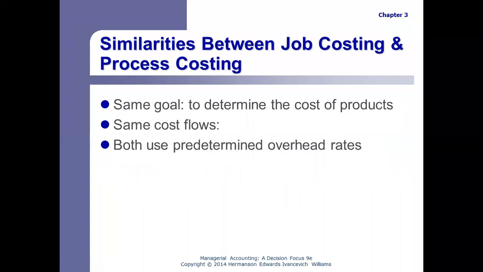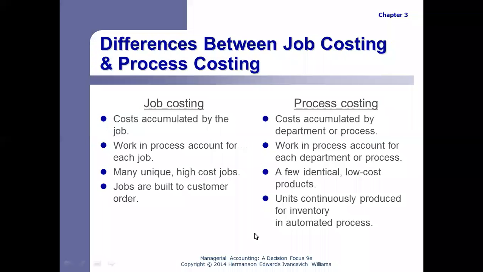Okay, so similarities between job costing and process costing: you have the same goals in both. You want to know the cost of the products. Okay, and there's the same type of cost flows. So direct materials, direct labor, manufacturing overhead are in both. And for overhead, if you remember from chapter 2, you use predetermined overhead rates to allocate or spread out manufacturing overhead. It's just how we spread it out and what we spread it out to that's going to be different between these two things.